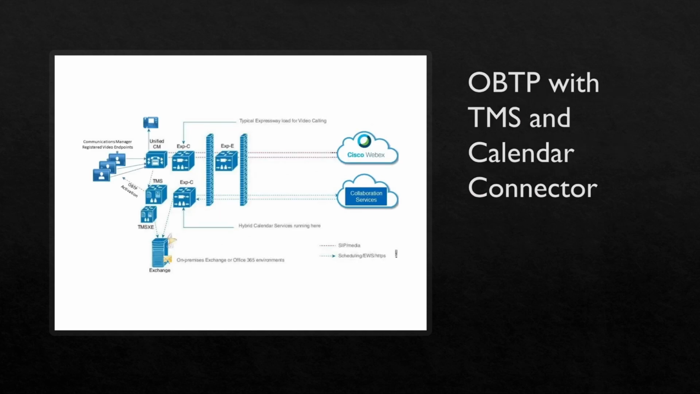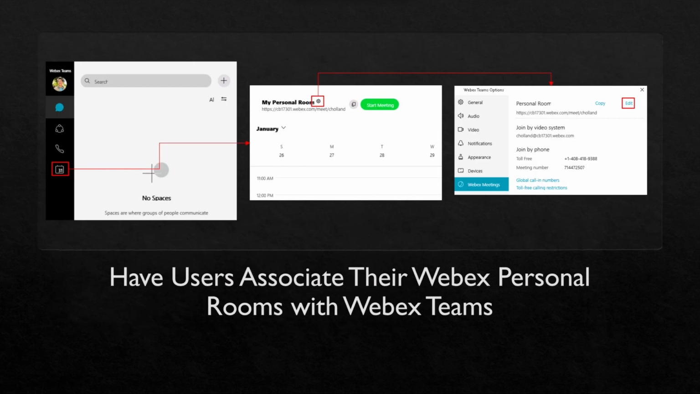By contrast, this slide illustrates all the components needed for one button to push integrations with meetings scheduled using the calendar integration and on-premise registered endpoints. The Expressway core and edge servers are required for firewall traversal, and TMS is required for scheduling one button to push for the CUCM registered endpoints. This infrastructure is required beyond the necessary components used for just the calendar integration. This is why everybody's pushing to the cloud, right?